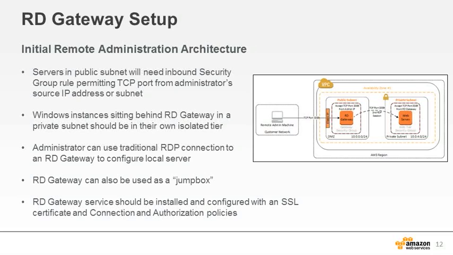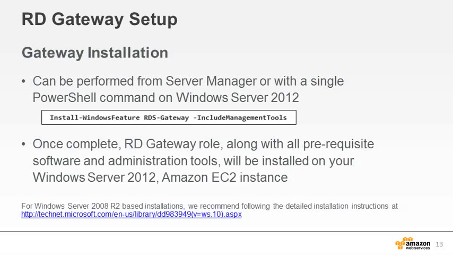Gateway installation actually happens as part of the CloudFormation template, but it's fairly simple to install the gateway components. As you can see here, a simple PowerShell command of Install-WindowsFeature RDS-Gateway with include management tools will go ahead and install those components. Once it's there, all the prerequisite software will be installed as well, and that's part of what happens in the template, and we'll look at that in a minute.